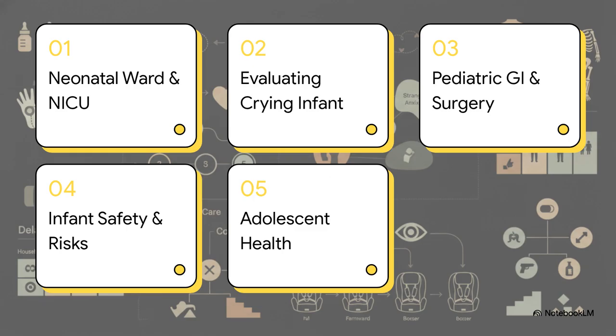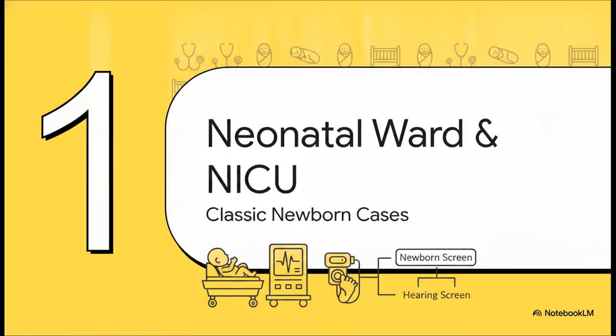Here is our patient list for today's ward rounds. We've organized this chronologically by age to help you build a bulletproof mental framework. We'll hit the neonatal ward and NICU, evaluate the crying infant, cover pediatric GI and surgery, review infant safety and risks, and wrap up with adolescent health and puberty. Let's get to work. Section 1, the neonatal ward and NICU.